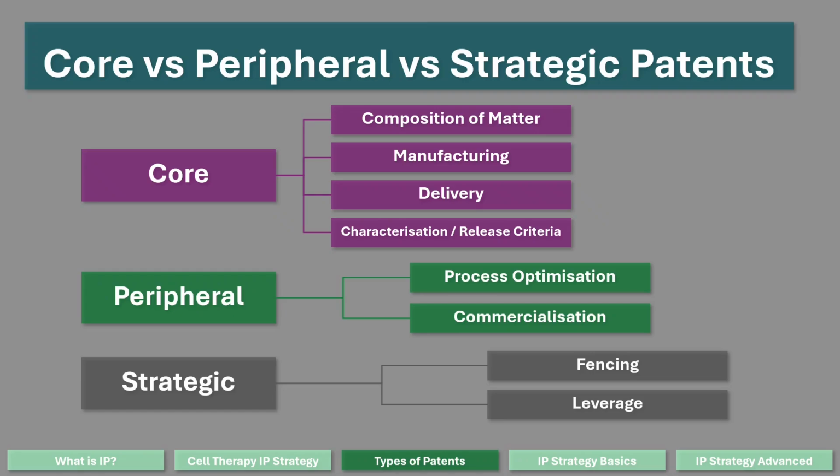The last category of patents are strategic patents. This is the most nuanced category and are used by IP strategists to respond to external competition. Strategy patents are claims that intentionally block a competitor from a technology or improve a company's negotiating position for licensing or acquisition. They overlap with the definitions of core and peripheral patents but are separated by their objective. We can categorize strategic patents into 2 categories: leveraged and fencing patents.